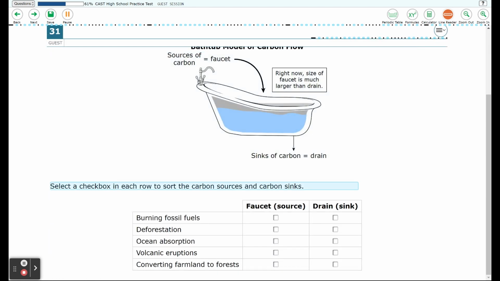Select a checkbox in each row to sort the carbon sources and carbon sinks. We see the two columns are labeled faucet source and drain sink, and we have 5 things we have to sort: burning fossil fuels, deforestation, ocean absorption, volcanic eruptions, converting farmland to forests. Go ahead and pause the video and make your selection now.